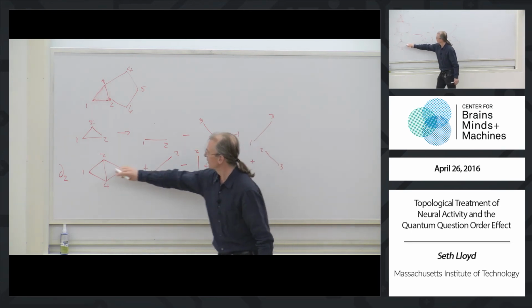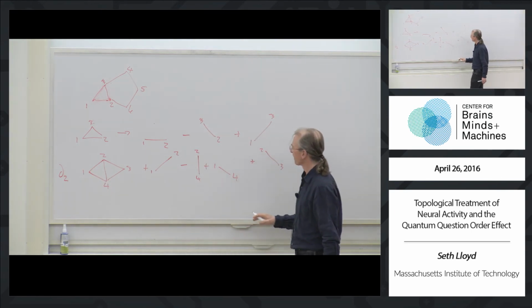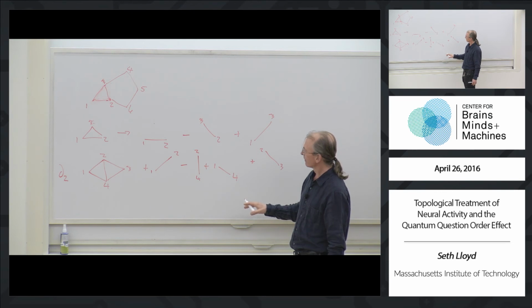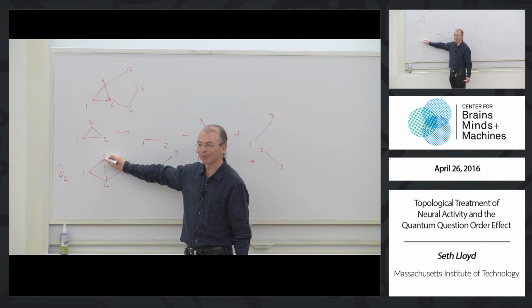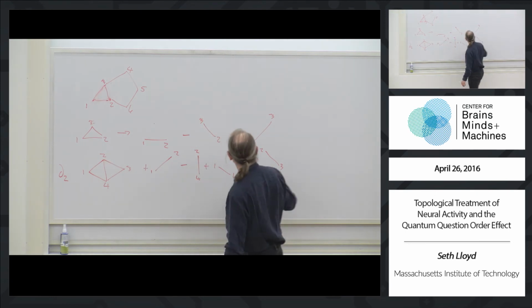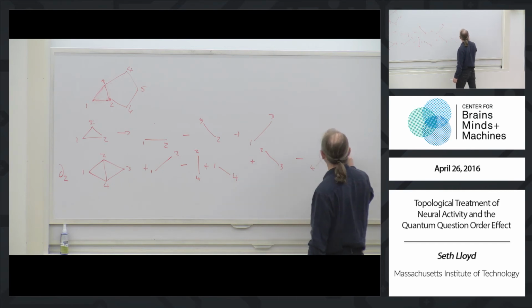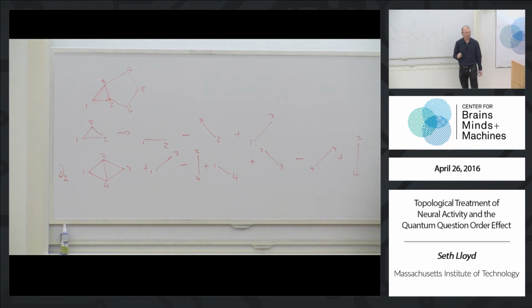Plus 1, 2, minus 2, 4, plus 4, 1. No, for this, because I start with the first label, which is 2. So it's 2, 3, minus 3, 4, plus 2, 4. And you see something, do you see what's going on?